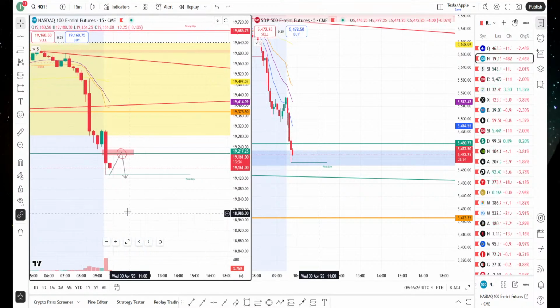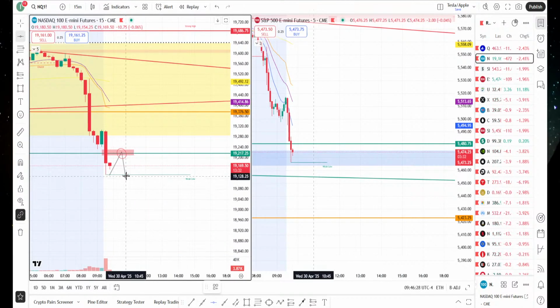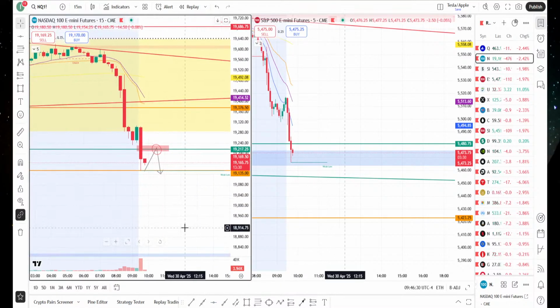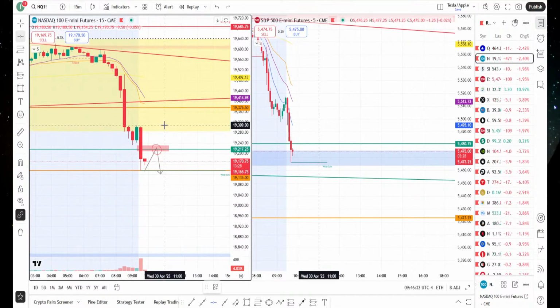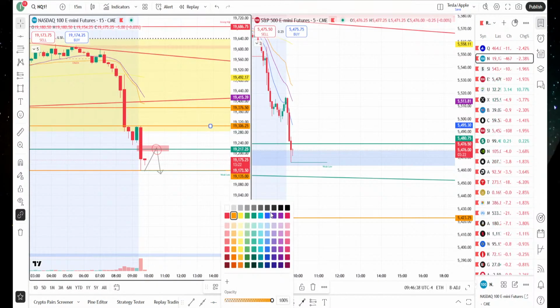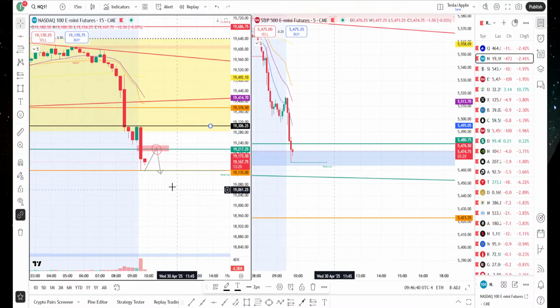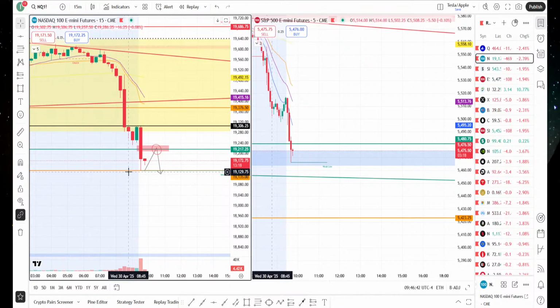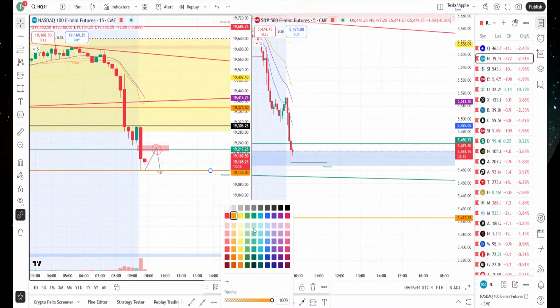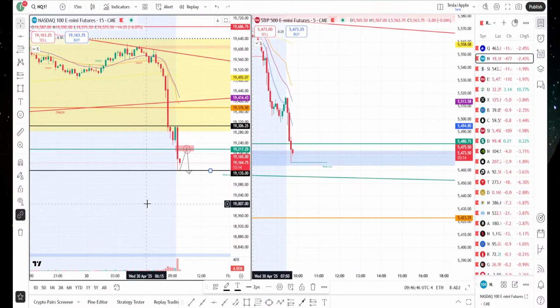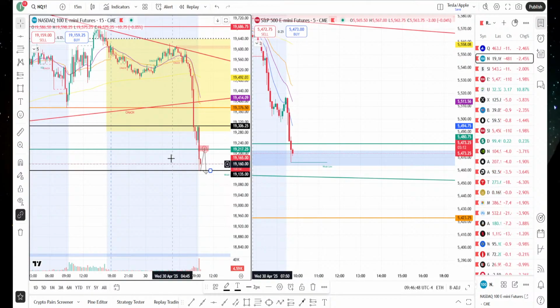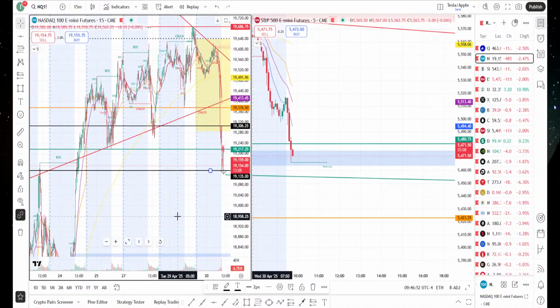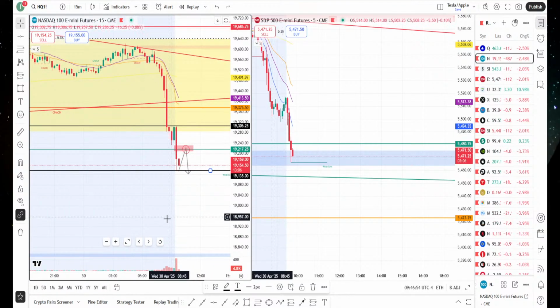Okay, so that's the first 15-minute candle. We can mark up the 15-minute range, because this gives me a good idea where price is going to continue to go. Is it going to continue the trend, or is it going to reverse? There we go.